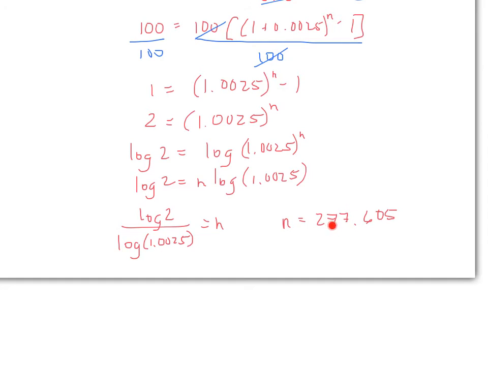Okay, well, you have to understand this a little bit too. At 277 investments, we will not have $40,000. At 278, we will have at least $40,000. So therefore, in any case here, even if it was 0.1, you'd have to round up to the next investment. So therefore, it takes 278 investments to get $40,000. Okay?